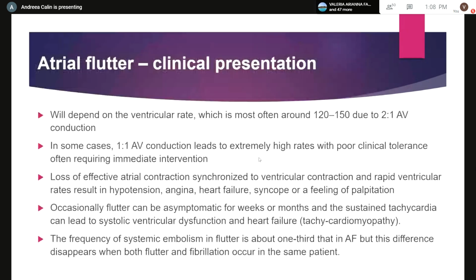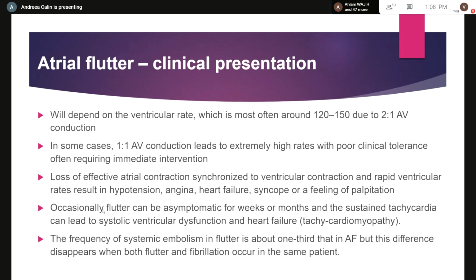The clinical presentation will depend on the ventricular rate, of course, which is most often around 120, 150. In some cases, one-to-one AV conduction leads to extremely high rates, and the loss of effective atrial contraction in these patients, like in atrial fibrillation, leads to hypotension, angina, and heart failure in the end, with syncope when it's sudden onset, or a feeling of palpitation.